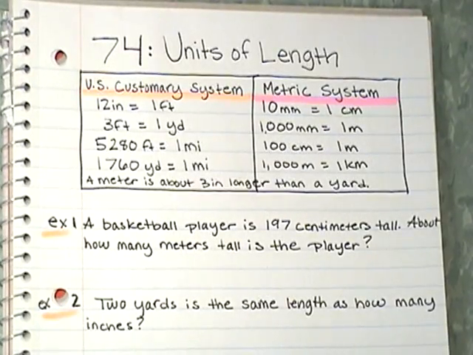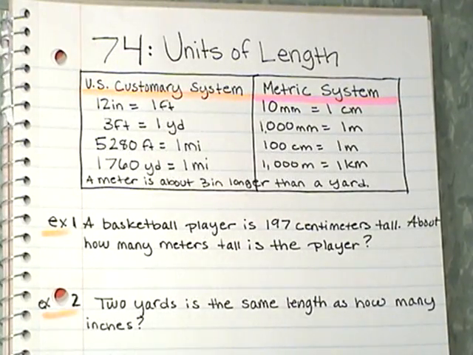So tonight's lesson is lesson 74, which is units of length. So here, go ahead and copy down this chart that I have for you. It's the U.S. customary system and the metric system. Now the difference is the metric system is on a base of 10. So those numbers really are easier to work with.